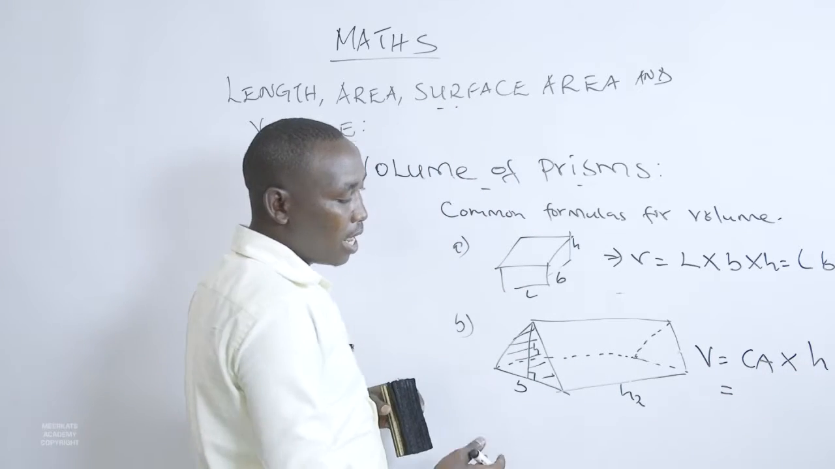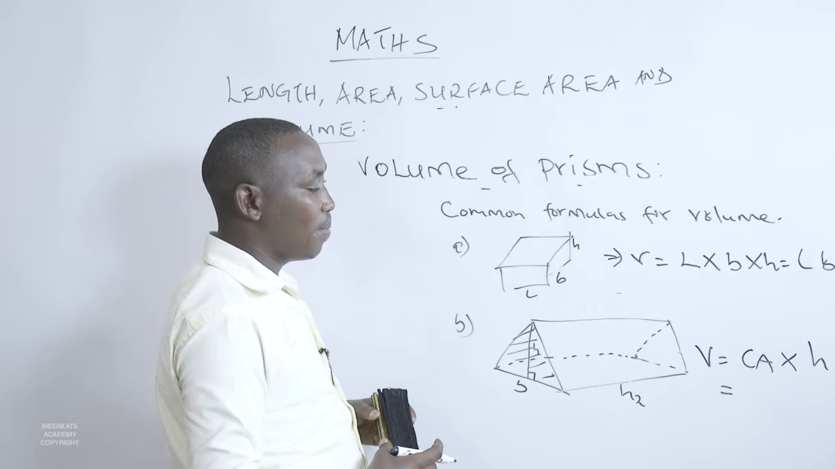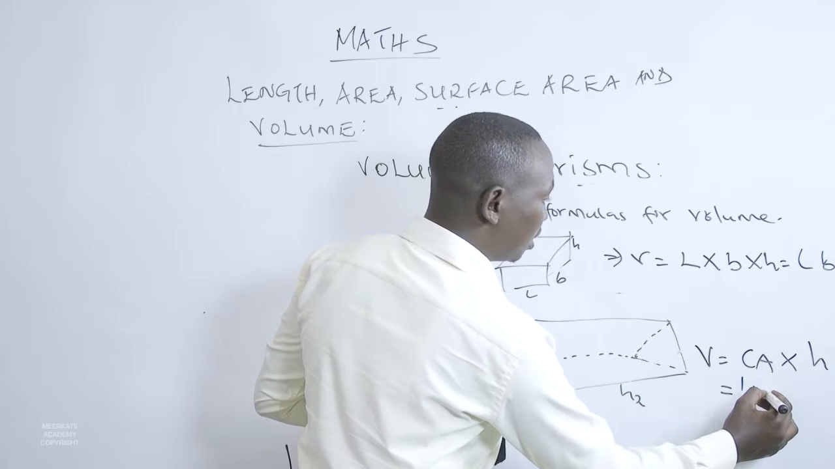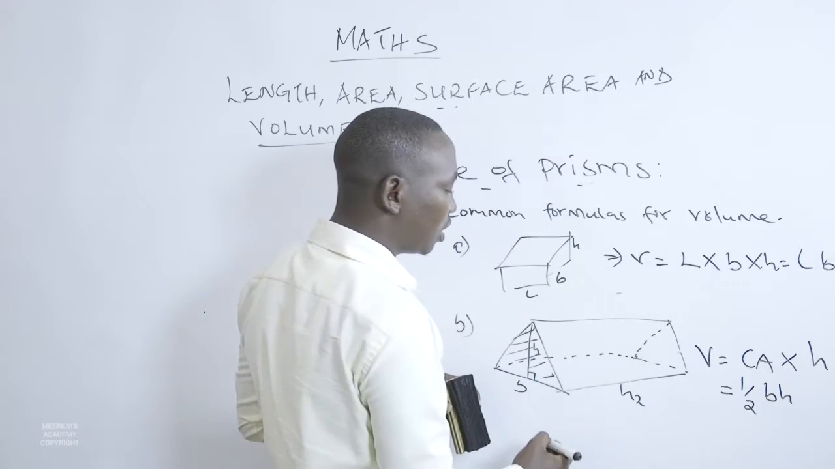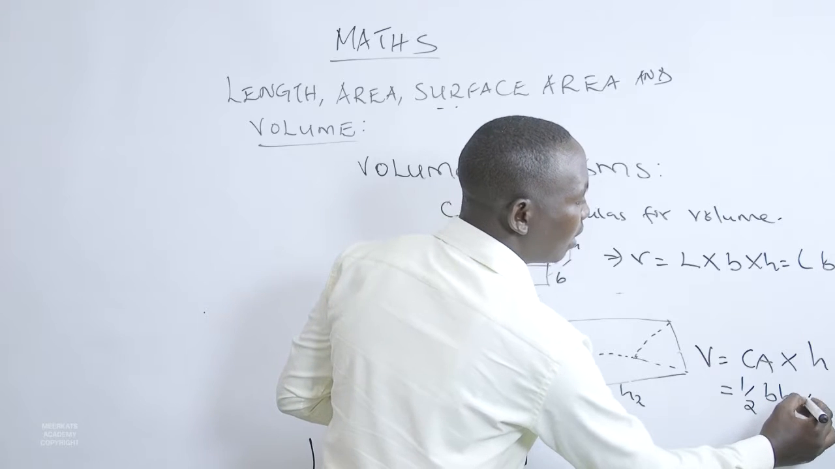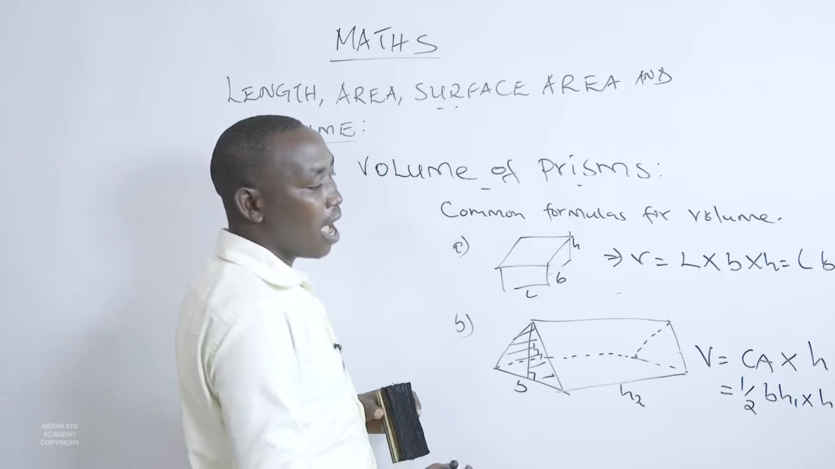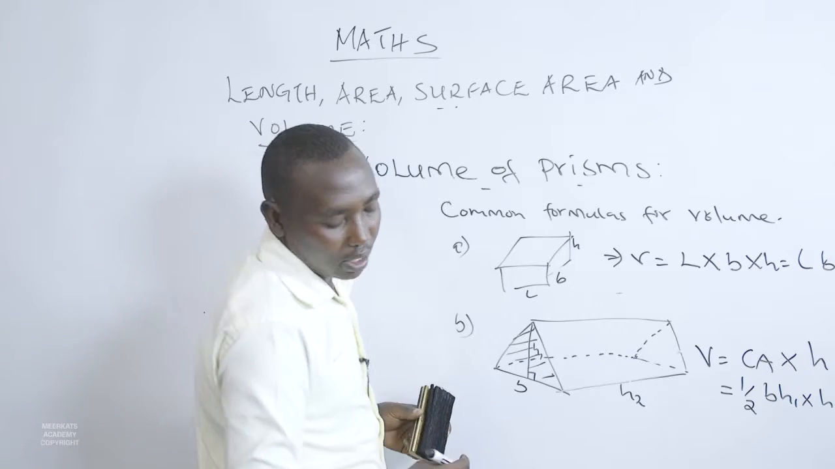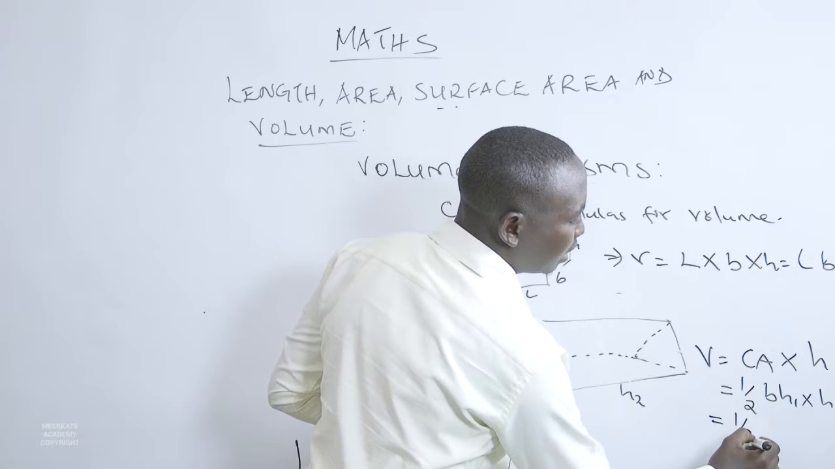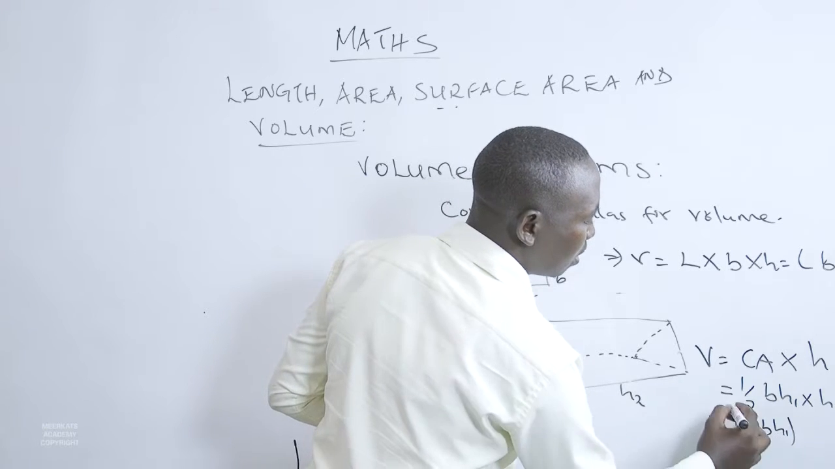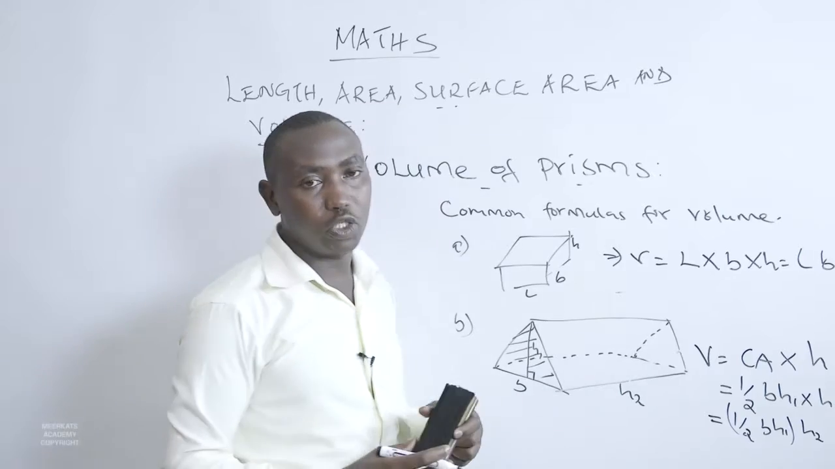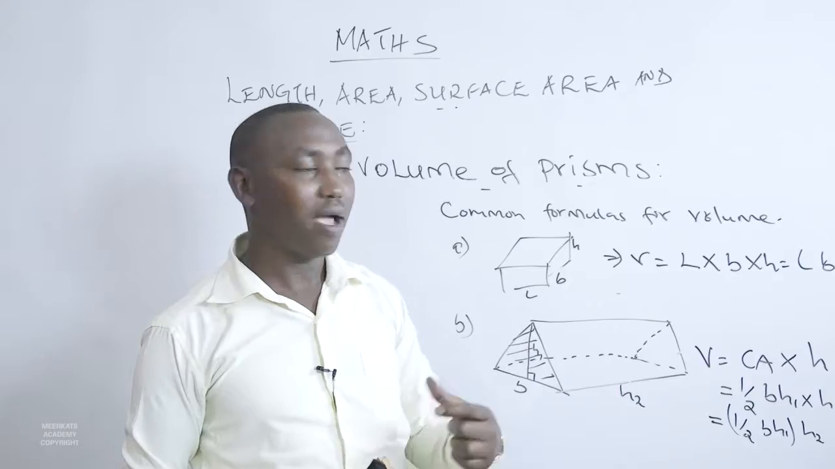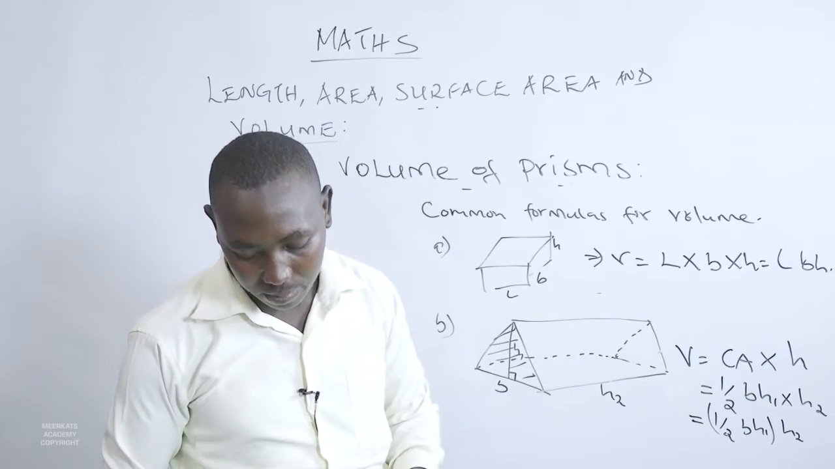And given that the cross-sectional area in this case is a triangle, then that shall be given by a half multiplied by base multiplied by the first height, h1, then we multiply by the second height, which is the length, h2. So this can be shortened as a half bh multiplied by h2. But in most cases, this h is the length of that particular solid in question.